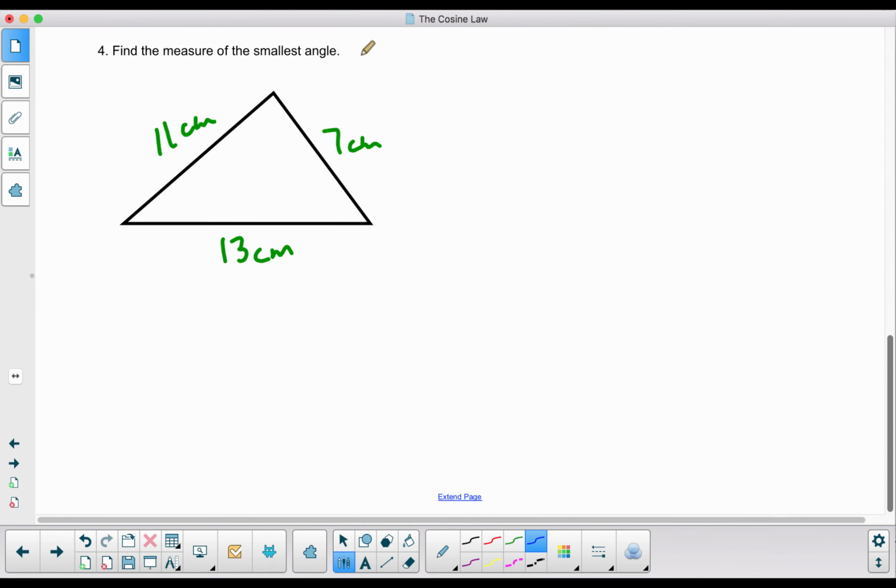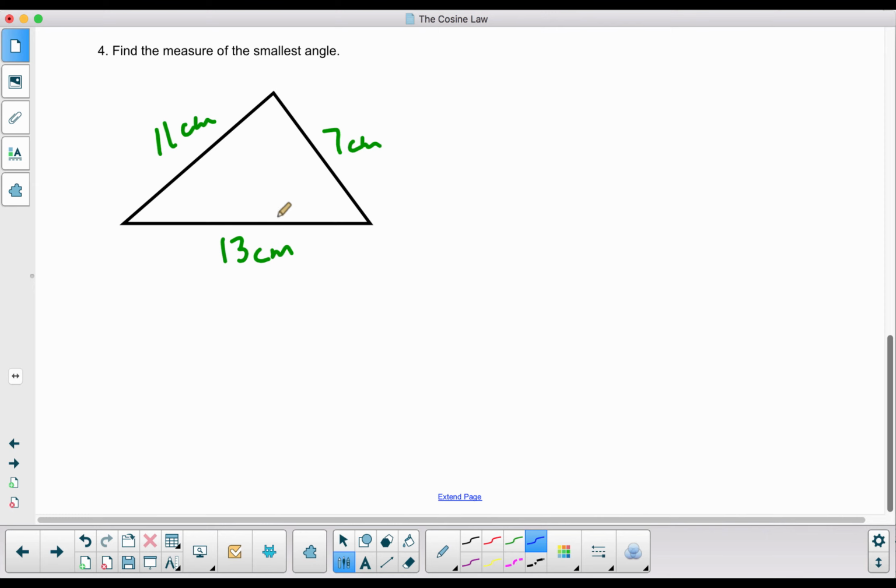Okay, I got one more for you. Maybe this one would be a good one to pause the video and do the calculation yourself, just to practice doing that calculation. Find the measure of the smallest angle. Well, which angle is the smallest angle in the triangle, and how do we know? We might go off just the way it looks, but don't forget that the smallest angle is always opposite the smallest side.